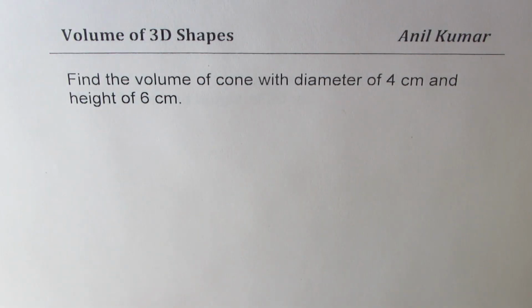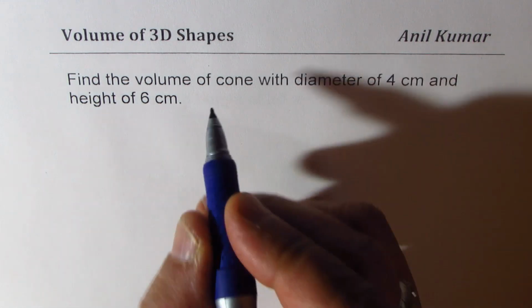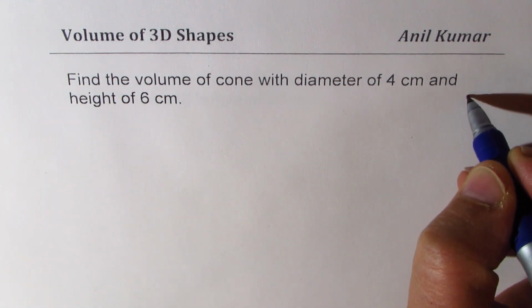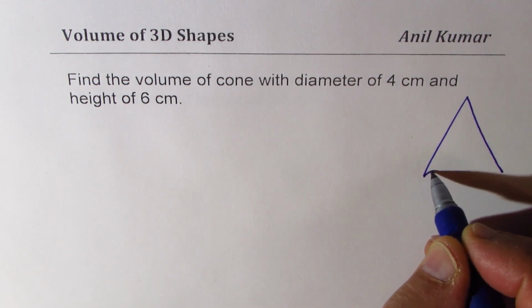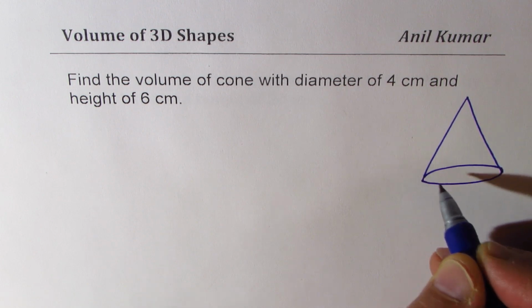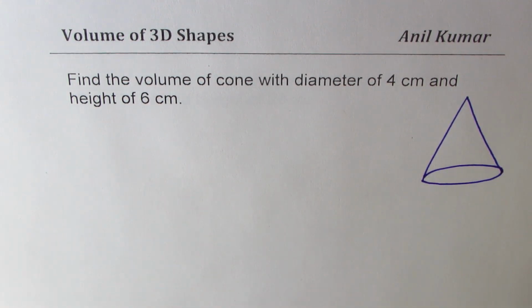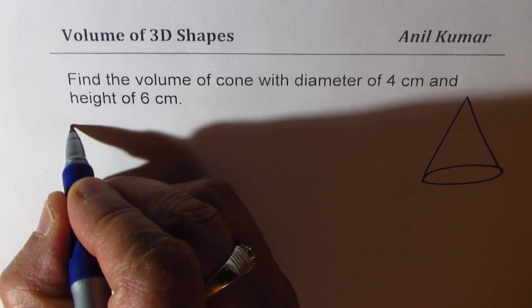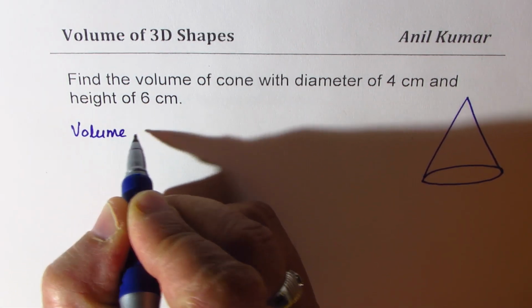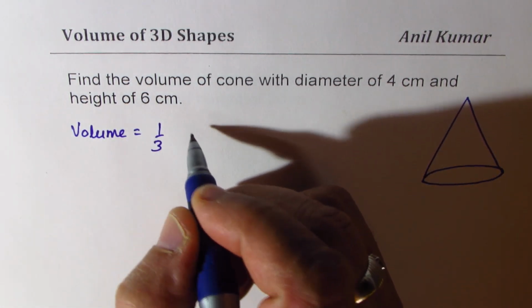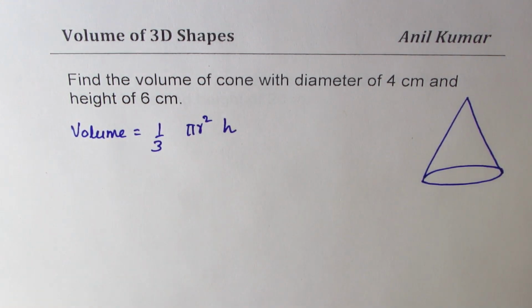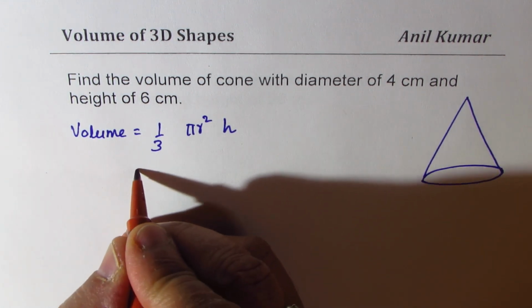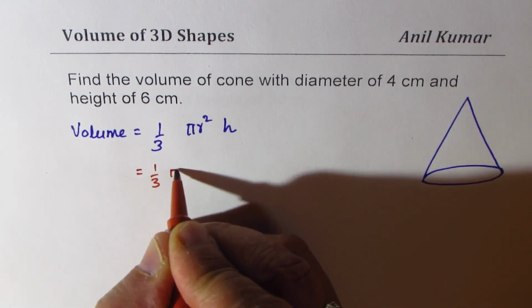Now the next question is find the volume of a cone. In the case of a cone, the volume is 1/3 that of the cylinder, right? Whenever you are talking about cones or even pyramids, the volume is 1/3. So we can say volume equals 1/3 times pi r square h. Basically it is 1/3 of the volume of the cylinder. So that's the formula, and you can now substitute the values.